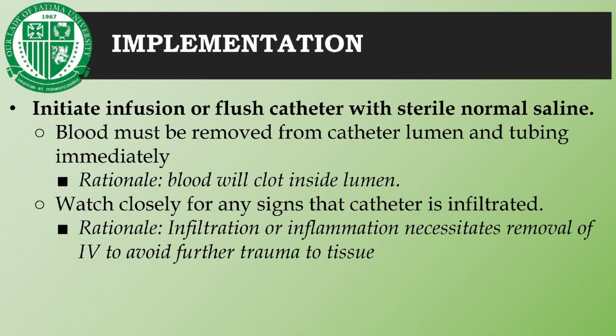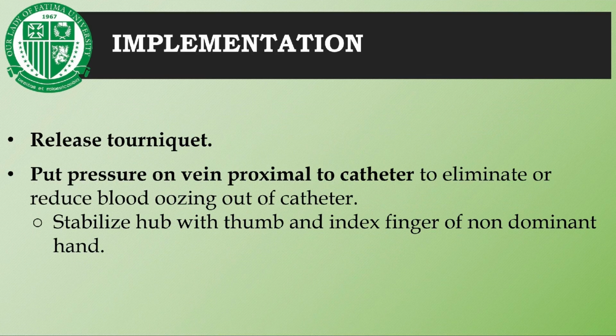Remember to watch closely for any signs of catheter infiltration, because infiltration or inflammation requires the removal of the IV catheter to avoid further trauma to tissue. Next, release the tourniquet, then put pressure on the vein proximal to the catheter to eliminate or reduce blood oozing out of the catheter. The nurse should stabilize the hub using their thumb and index finger of the non-dominant hand.